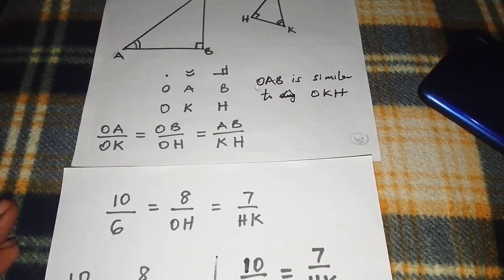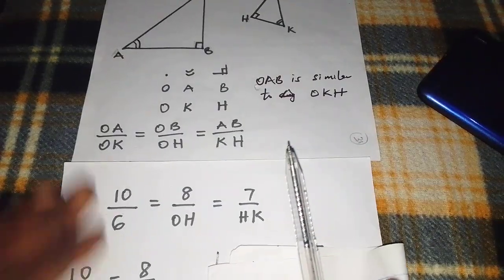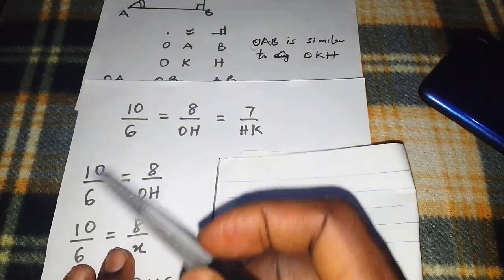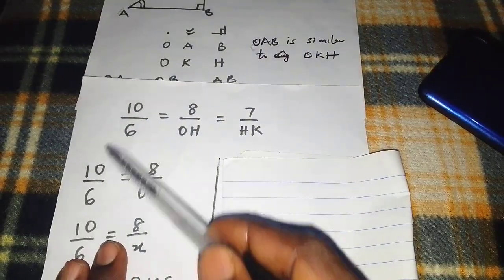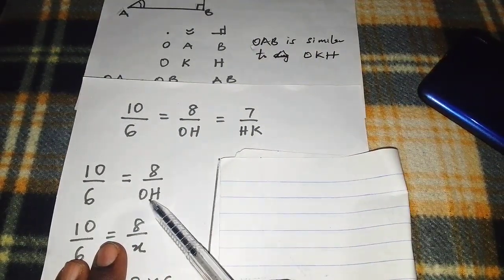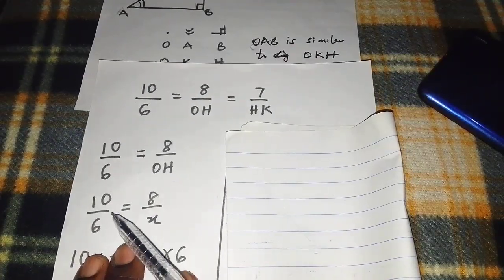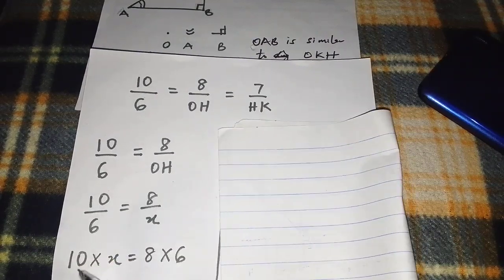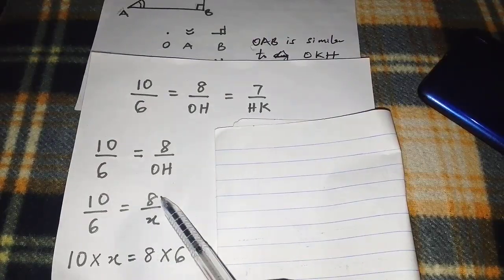So now from here you realize that first of all we want to look for OH. You are going to pair the sides. Now if you are to pair it, you pair the ratio that is complete and the one with the unknown. So that means 10/6 is equal to 8/OH. So if I use x to represent my OH, then 10/6 is equal to 8/x. So from here I'll cross multiply. So 10 times x is equal to 8 times 6.